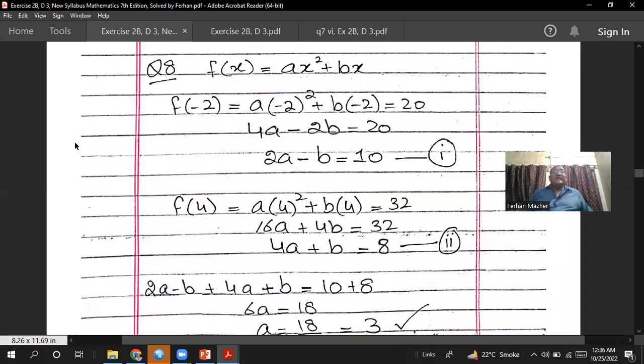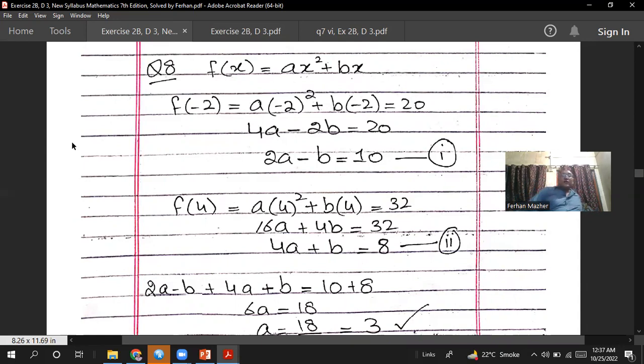Then they have given us that f of 4 is 32. So a bracket 4 square plus b bracket 4 equals 32. So it will be 16a plus 4b equals 32. Divide both sides by 4. So you will have 4a plus b equals 8. This is the second equation in a and b.